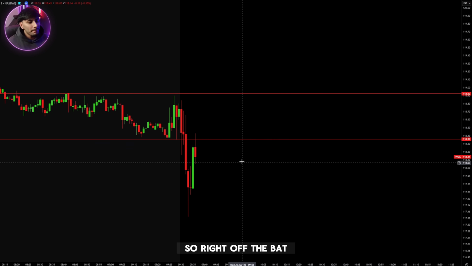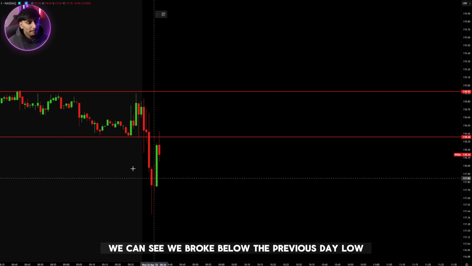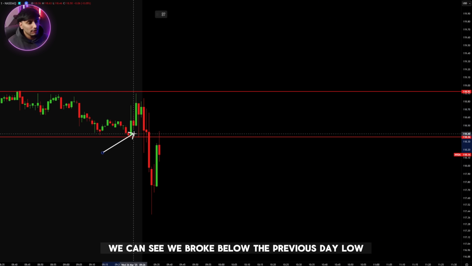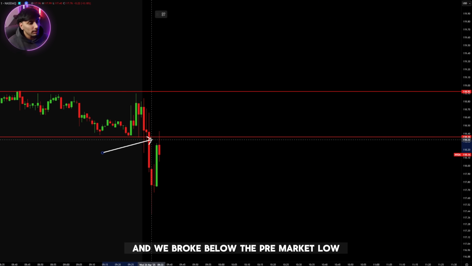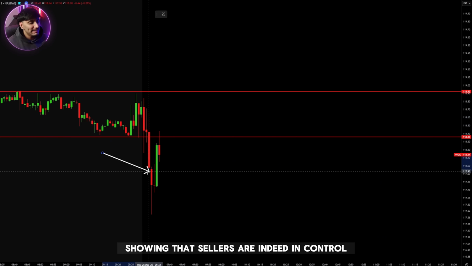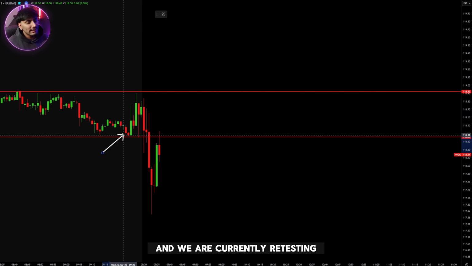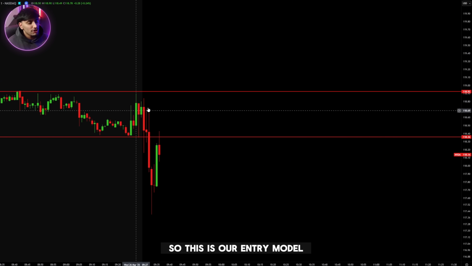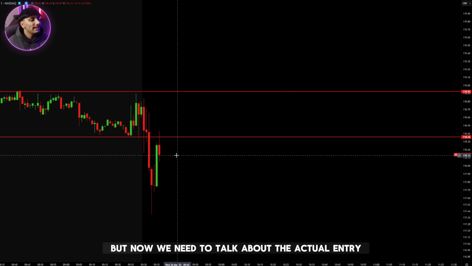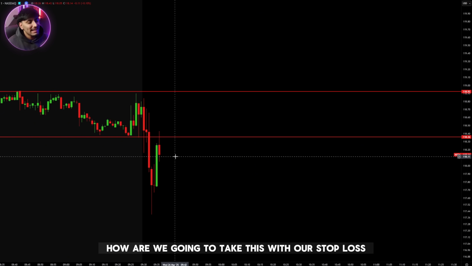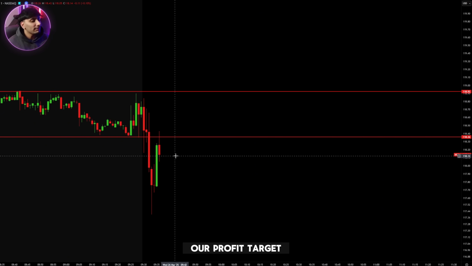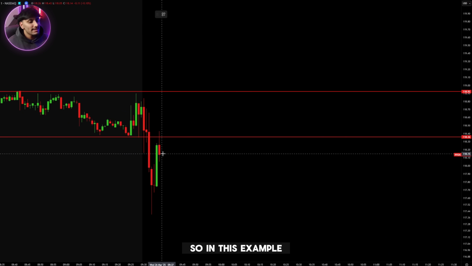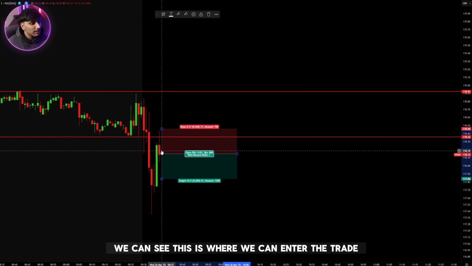Right off the bat, we can see we broke below the previous day low and we broke below the pre-market low, showing that sellers are indeed in control, and we are currently retesting the pre-market low with weak price action. So this is our entry model, but now we need to talk about the actual entry. How are we going to take this with our stop loss, our profit target, and how can we refine the entry as well? In this example, this is where we can enter the trade.